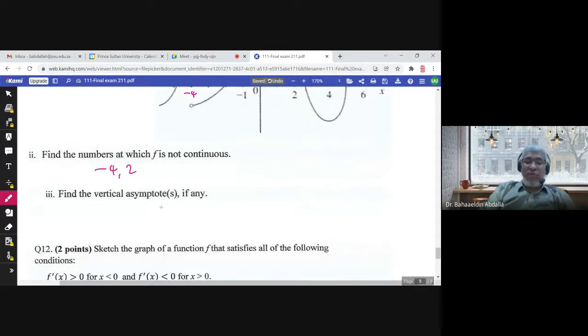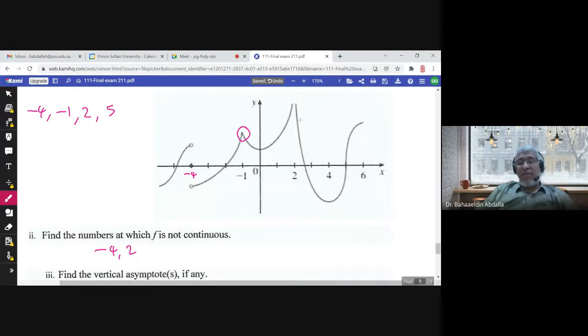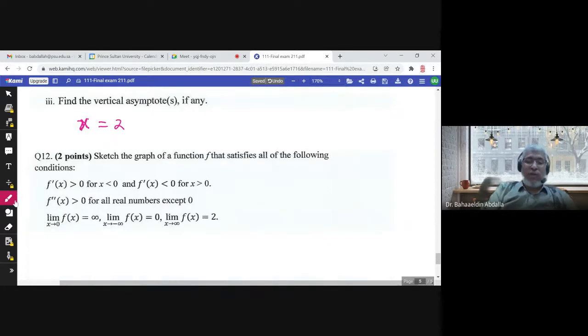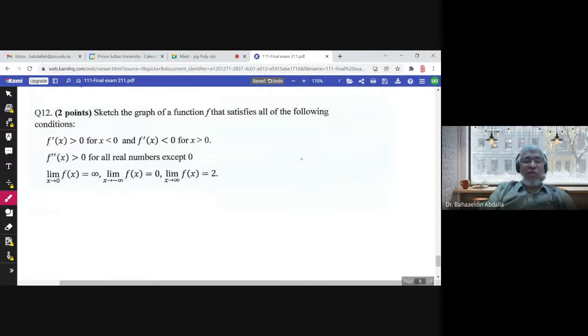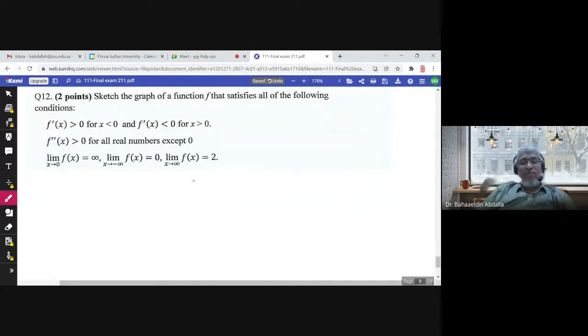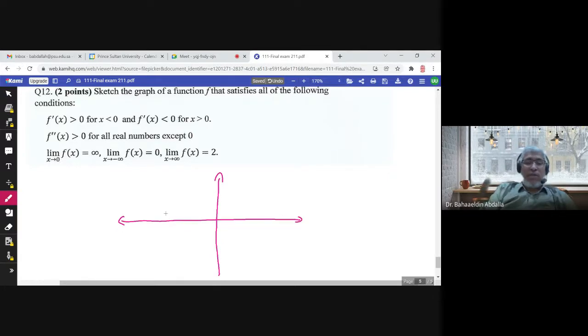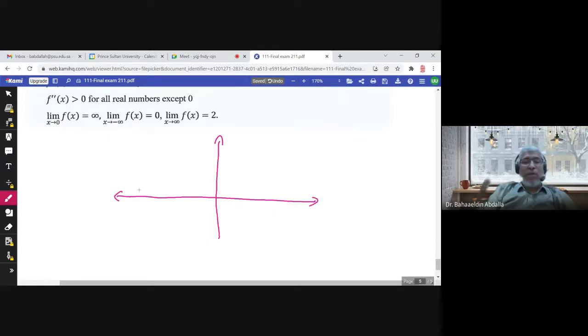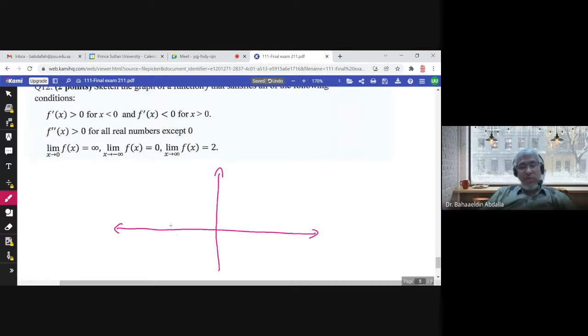Find the vertical asymptotes, if any. Well, there is a vertical asymptote at 2, so the equation of the vertical asymptote is x equals 2. Sketch the graph of a function that satisfies all of the following. F prime is positive for x less than 0. This means that the function is increasing for x less than 0, and decreasing for x greater than 0.